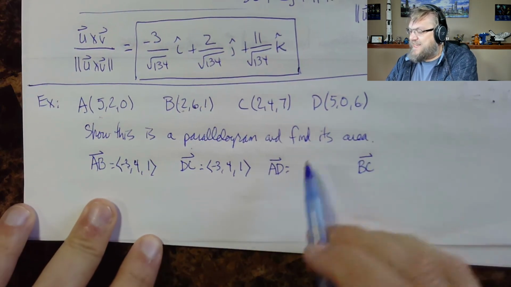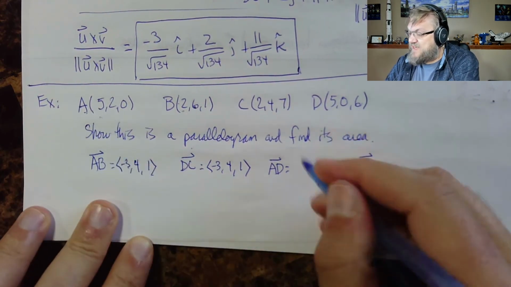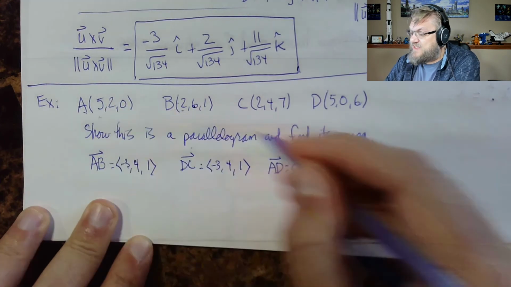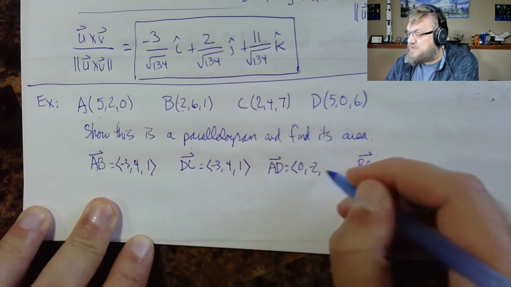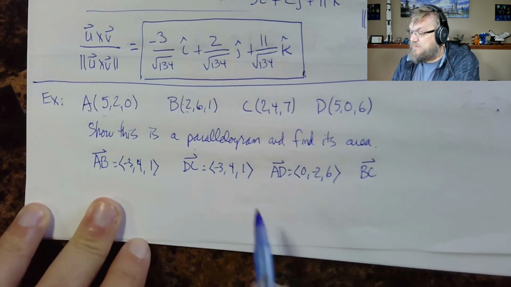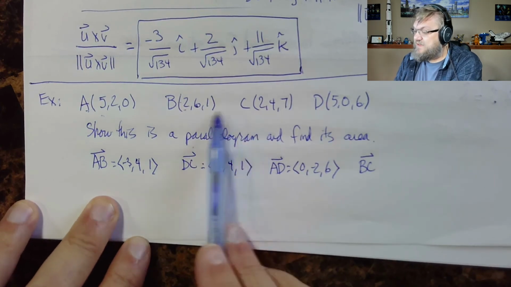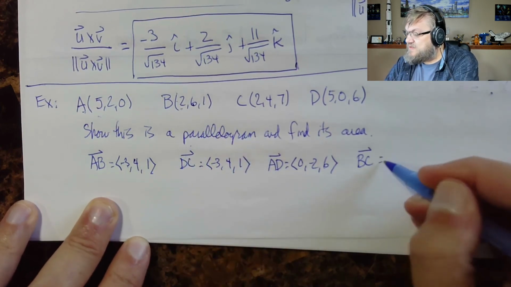And so AD would be 5 minus 5, so 0. 0 minus 2, 6 minus 0. BC, so ending here, 2 minus 2, 0.